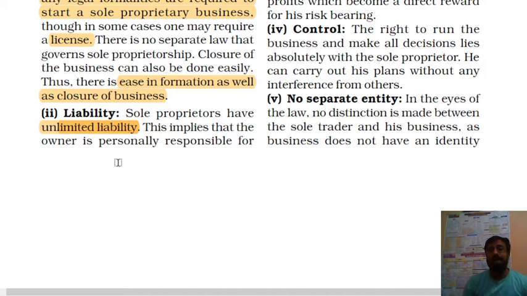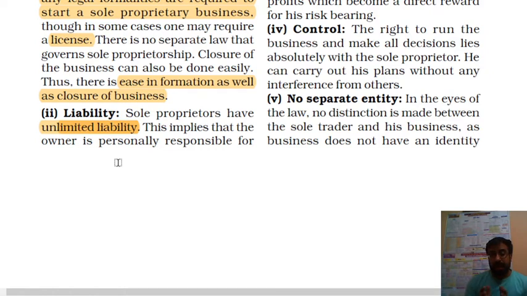So what is unlimited liability? First of all, be very clear with liability. What is liability? Liability means the amount which has to be paid to the outsiders. Outsiders means creditors, like when you have borrowed a loan from the bank, you have to pay a certain amount to the bank at a later stage of the business life, right? So this is the liability. Now what is unlimited liability? Focus on the word unlimited. Unlimited means the sole proprietor has unlimited liability.